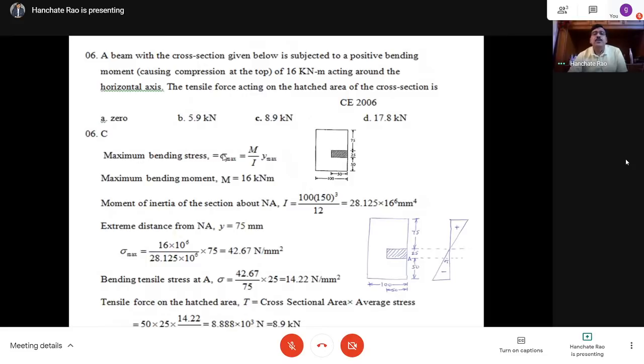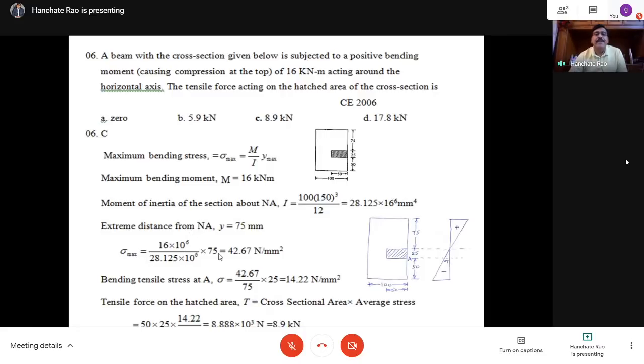For that, we know sigma max is equal to M by I into y max. M he has given already. The moment of inertia you can find out: 100 into 150 cubed by 12. What is the extreme fiber distance? If you take the neutral axis at the center, the extreme fiber distance is 150 by 2. So y is equal to 75.